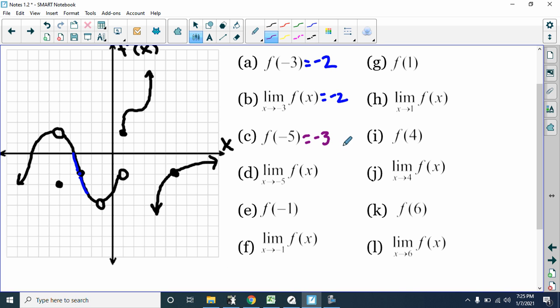The limit as x approaches -5 of f of x, as I get close to -5 on both sides, as I get close to -5 on the left, as I get close to -5 on the right, the y value on both sides is getting close to not this -3 down here, it's getting closer and closer to 2.